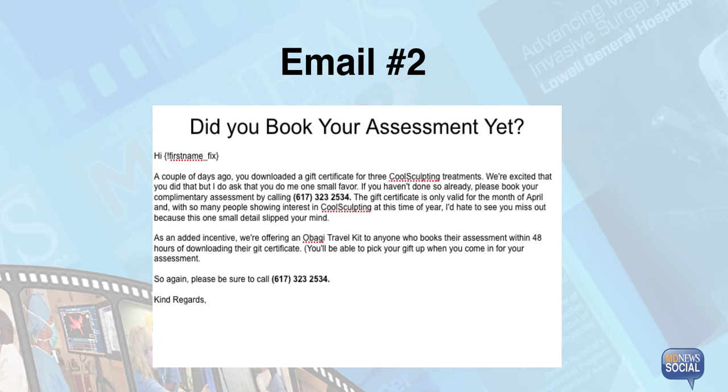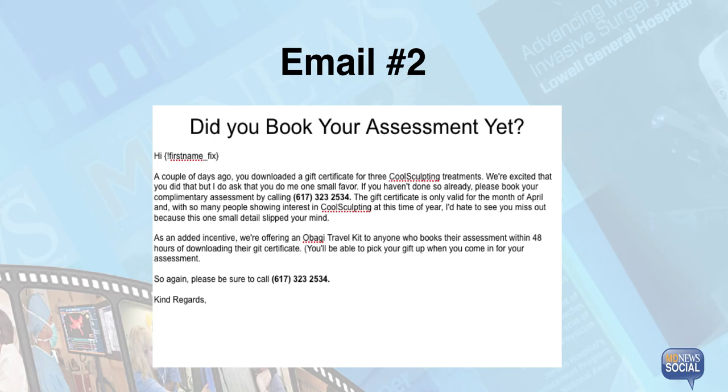Email number 2 goes out a day or so later. "A couple of days ago, you downloaded that gift certificate. We're excited that you did that. But if you haven't done so already, please book your complimentary assessment. This certificate is only valid for the month of April, and there are a lot of people interested in CoolSculpting at this time of year. I'd hate to see you miss out." So what have we done here?